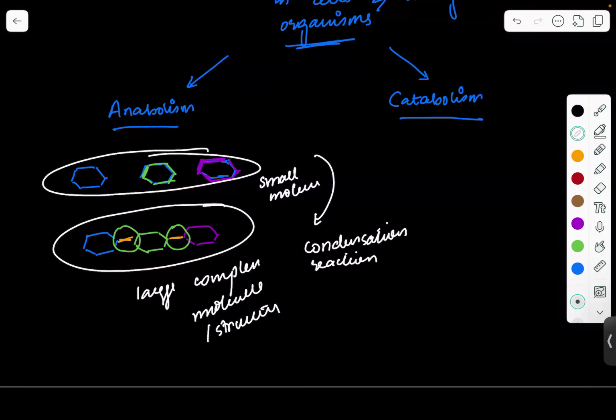And do not worry, I'll go into more detail on condensation reaction in a later video. For now, this is what you need to know, right? And I'll explain why it's called condensation.